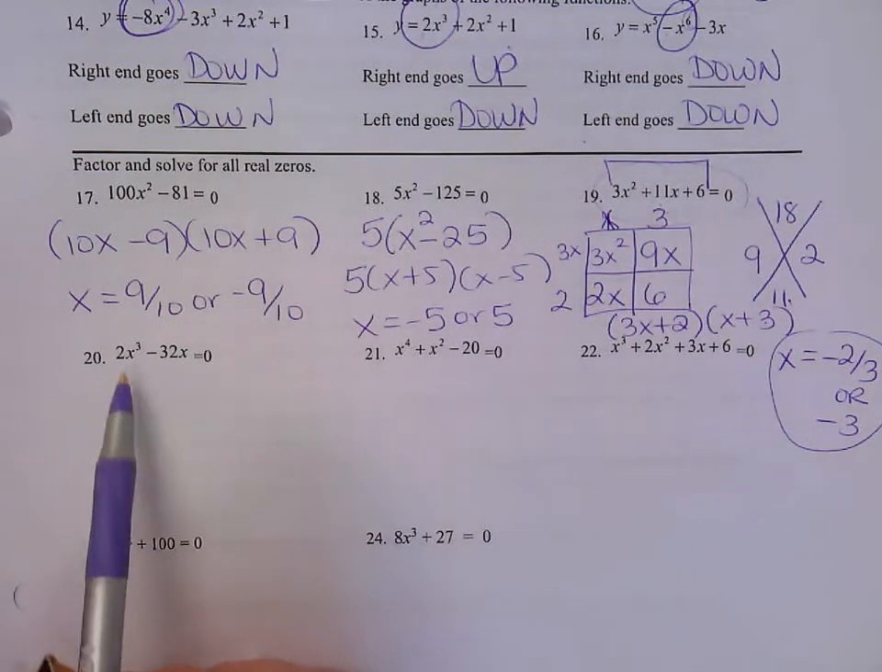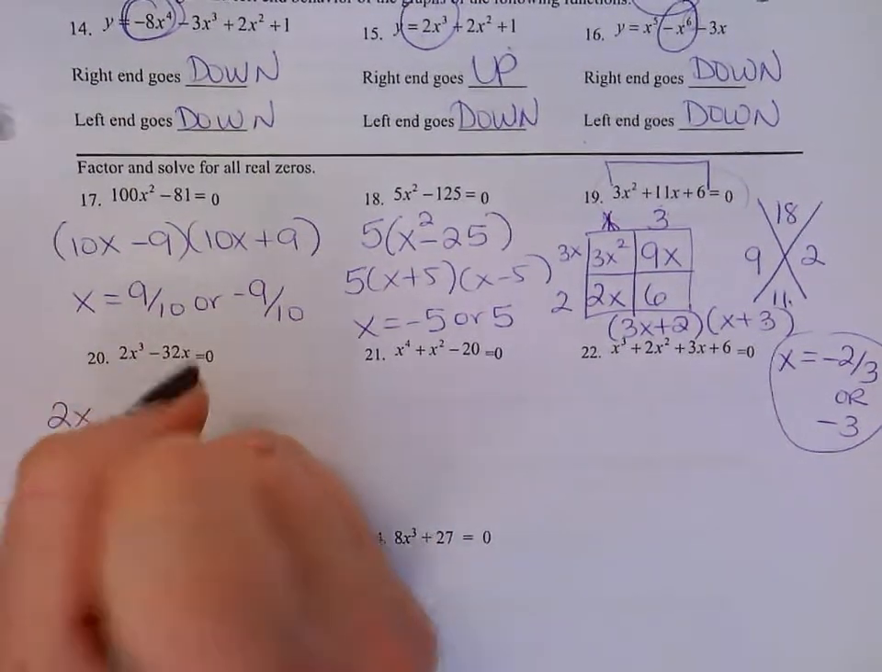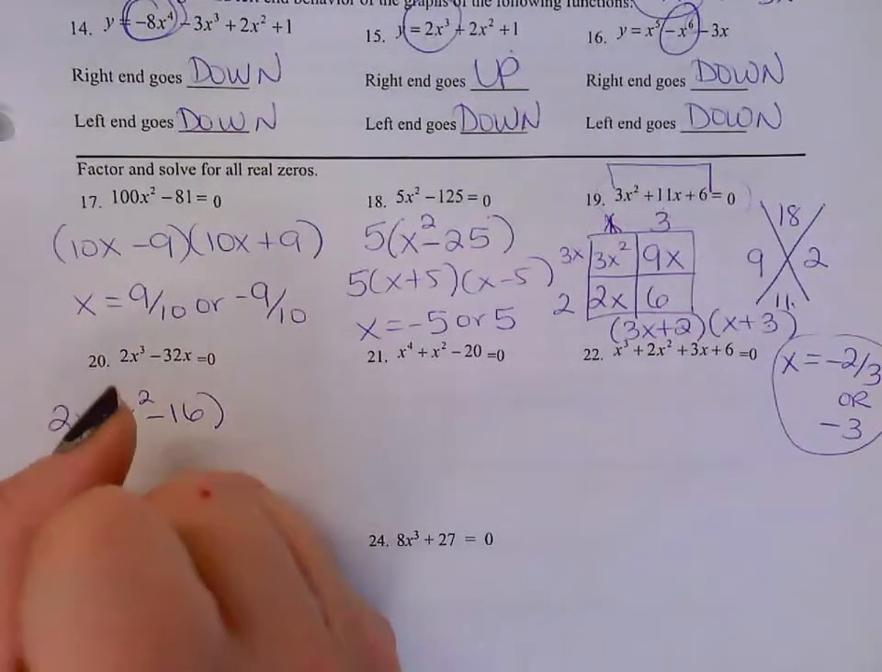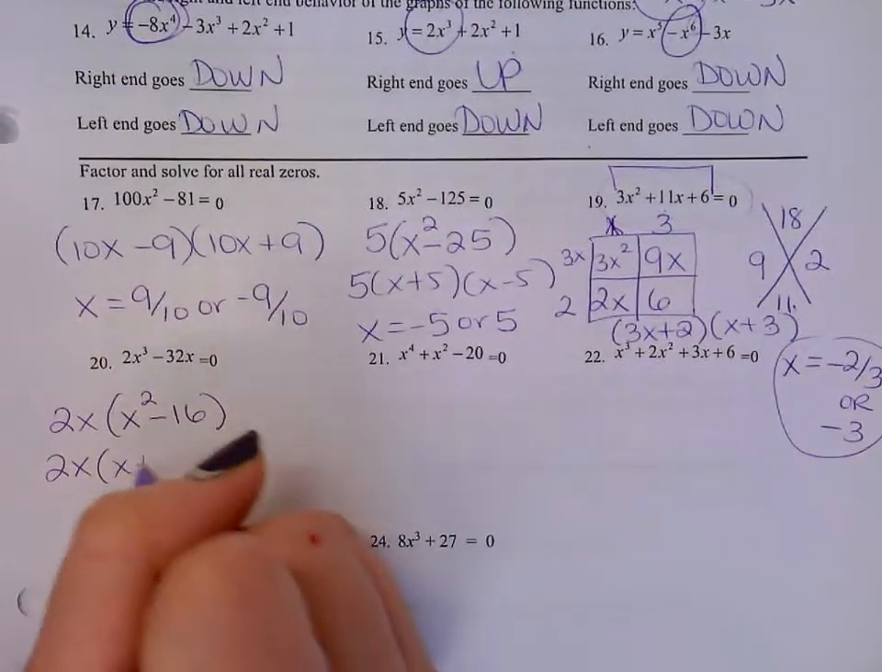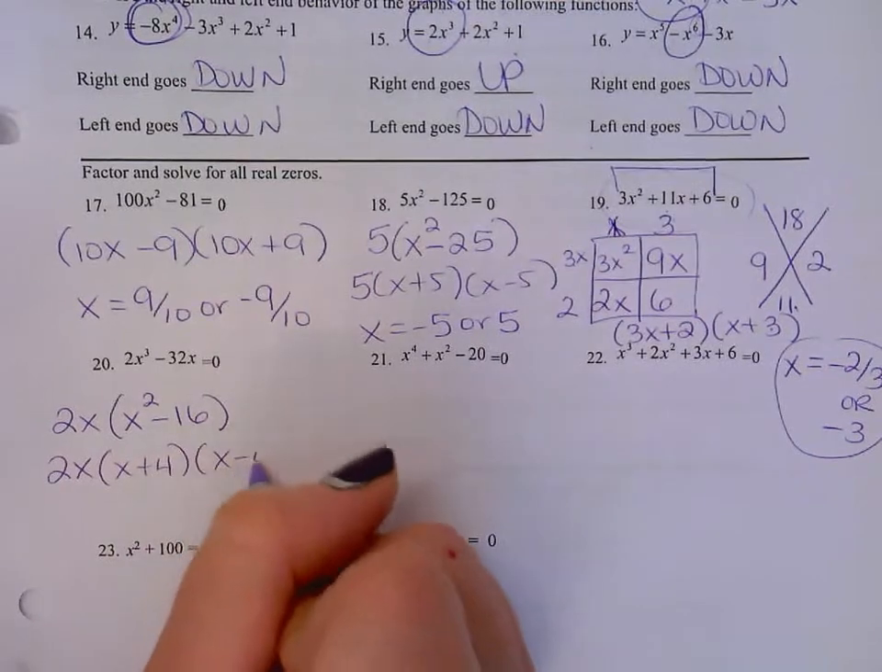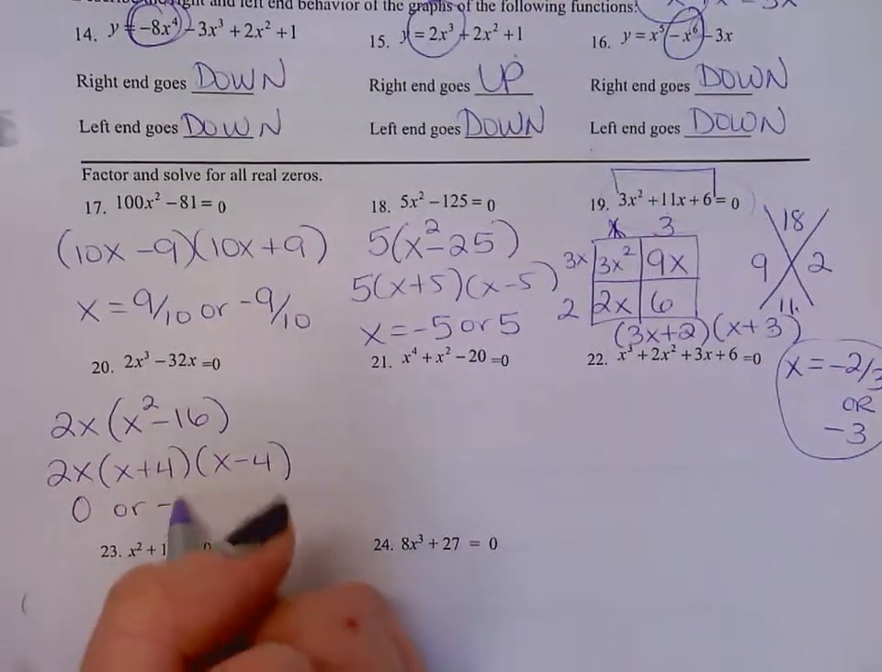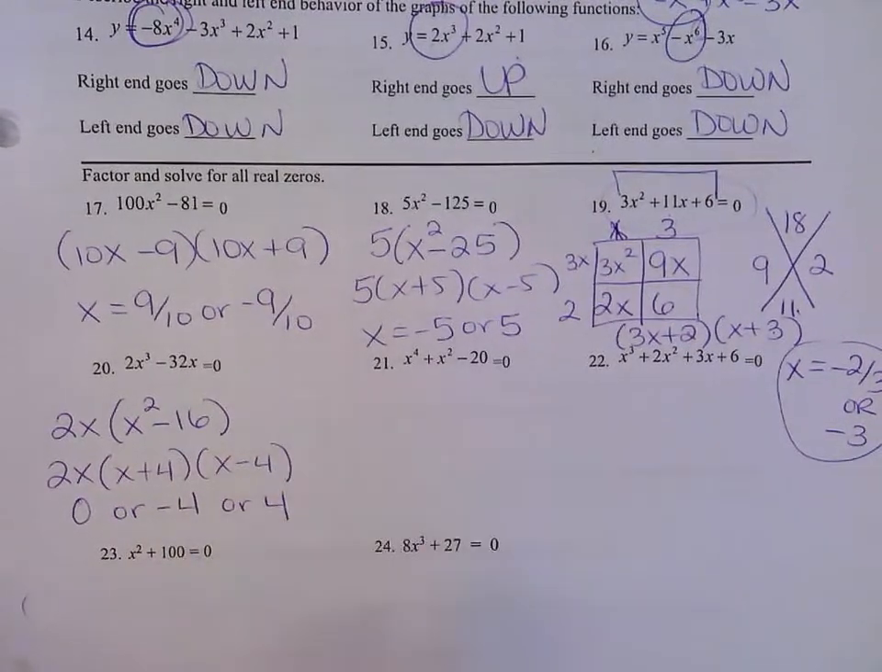I can pull out a 2x. x squared minus 16 is left. And then difference of squares, I would have x plus 4, x minus 4. So my three solutions are 0 or -4 or +4.